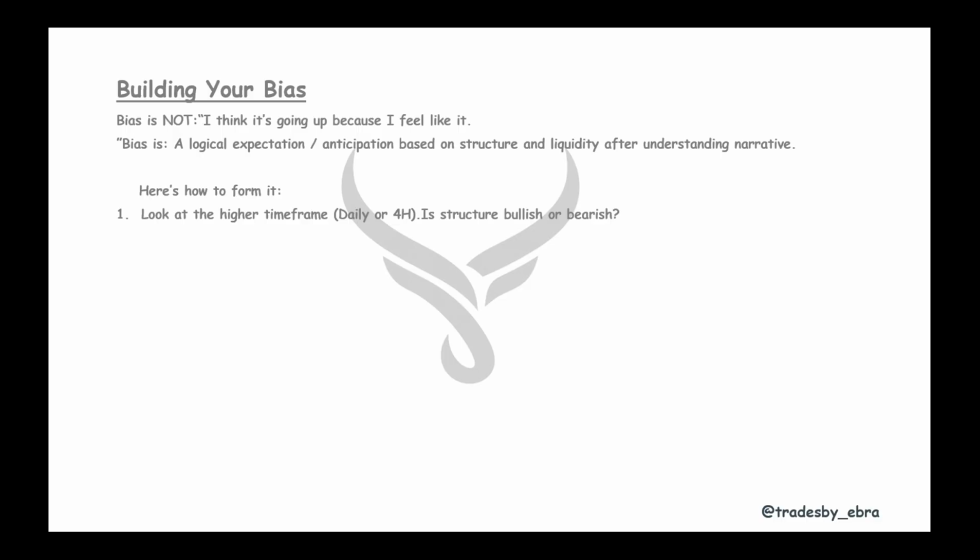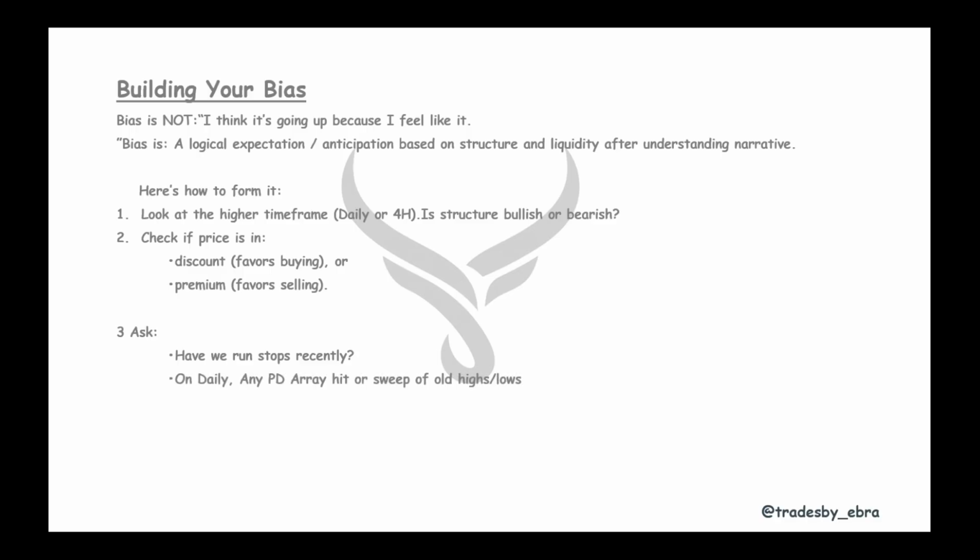You're going to look at the structure. Is it bullish or bearish? Now you check if price is in discount, which favors buying, or premium, which favors selling. Then you're going to ask yourself questions to build a narrative. Have we run stops recently? All of that, you're building narrative, and that is going to take you to bias. On daily time frame, any PDRA hit or sweep of old highs and lows. You're looking at the marketplace through a lens of institutional order flow and structure. You're building a plot as to where price should go next if it is here.